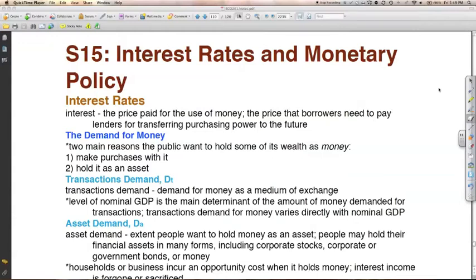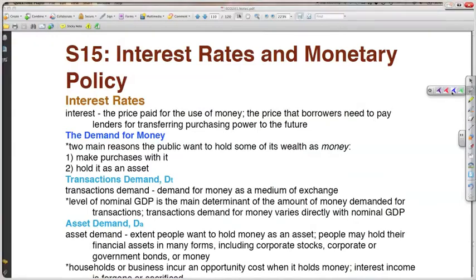Section 15 is going to be looking at interest rates and monetary policy. So first we start off with interest. And that's just the money that you have to pay in addition to whatever you borrow from someone. So it's the price paid for using money that you borrow.